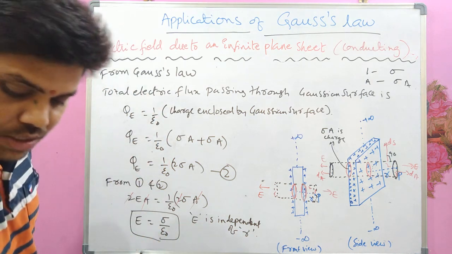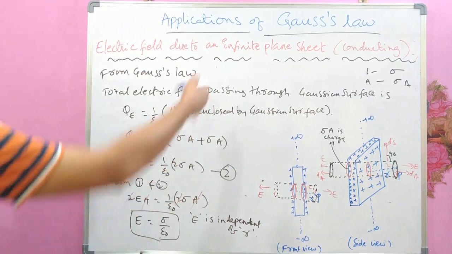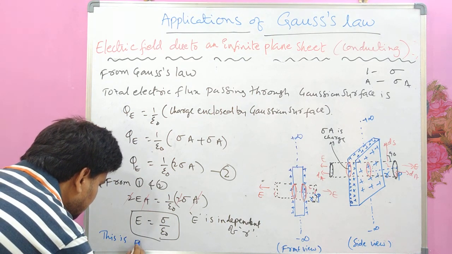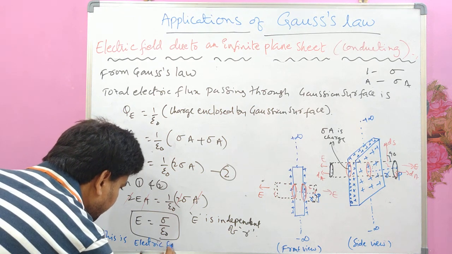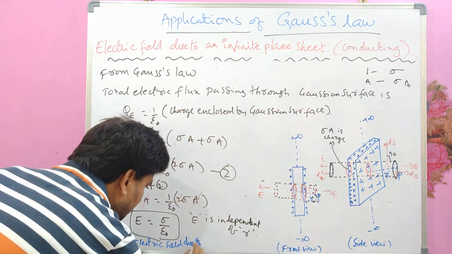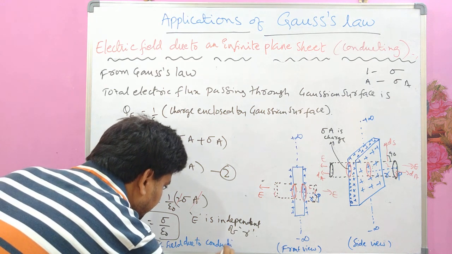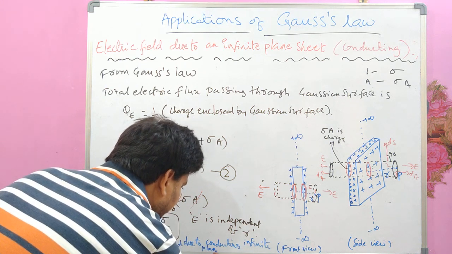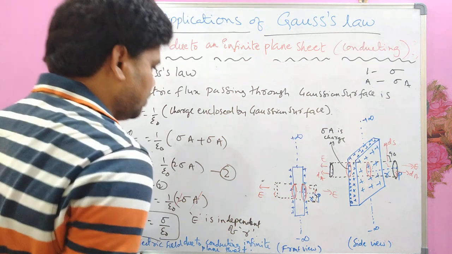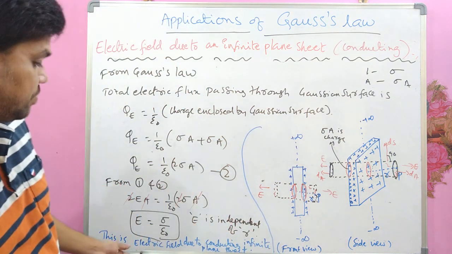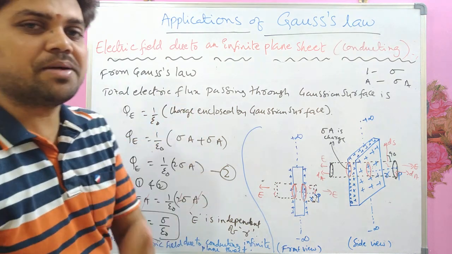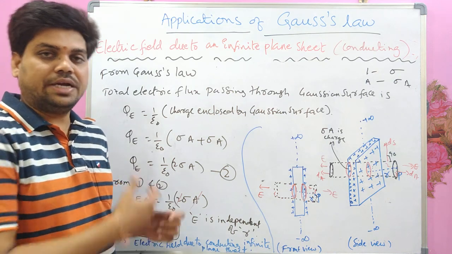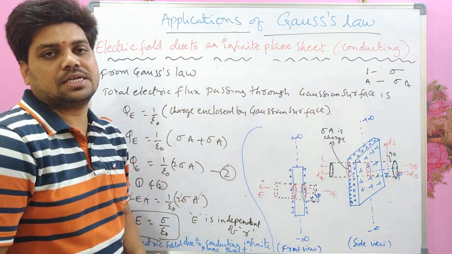This is the electric field due to an infinite plane sheet, conducting. Conducting infinite plane sheet. See, in the previous case it was sigma by 2 epsilon naught. This case sigma by epsilon naught. So it is 2 times the previous electric field.